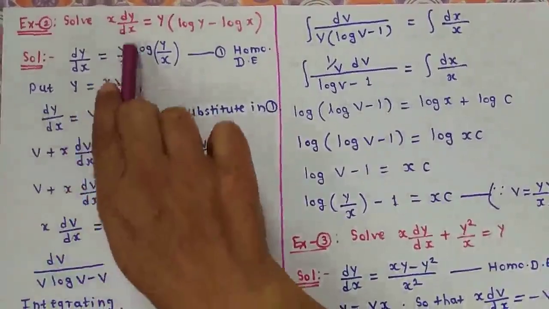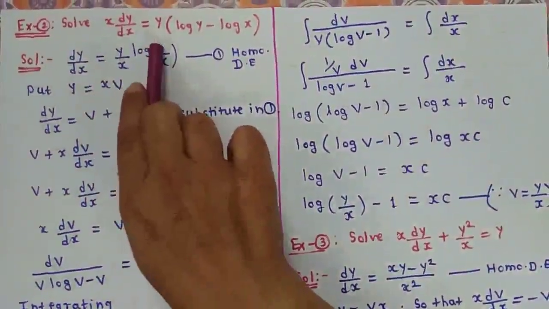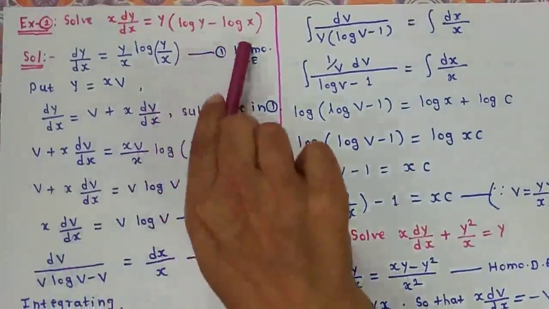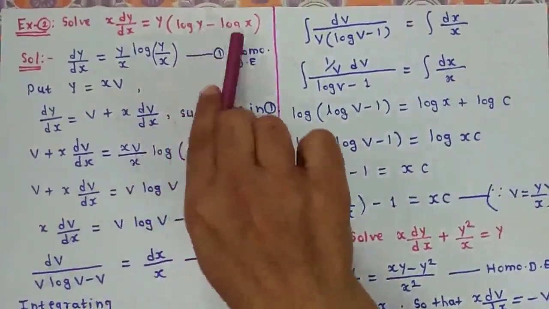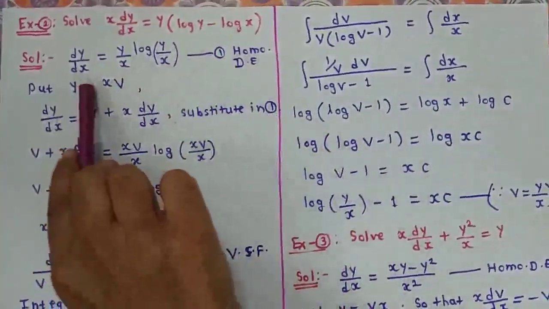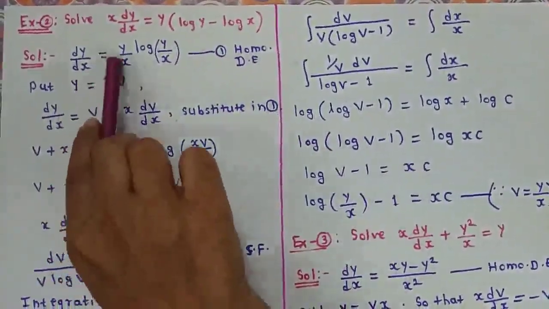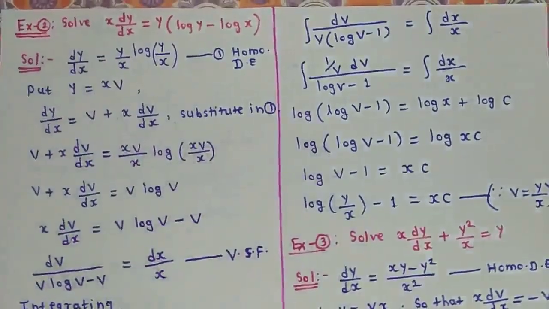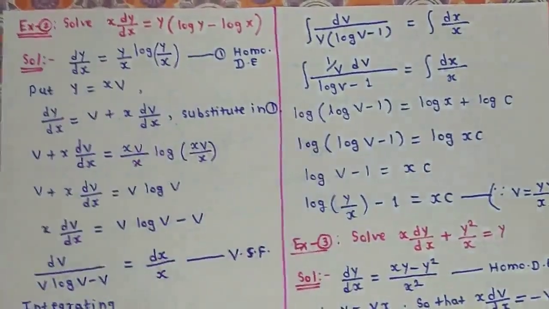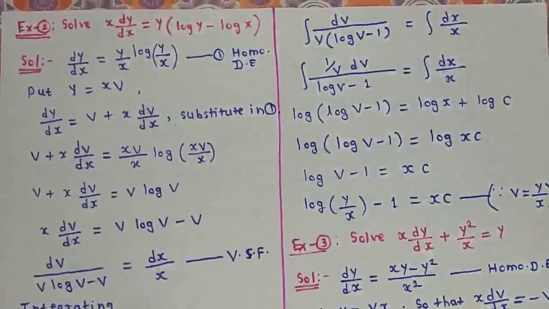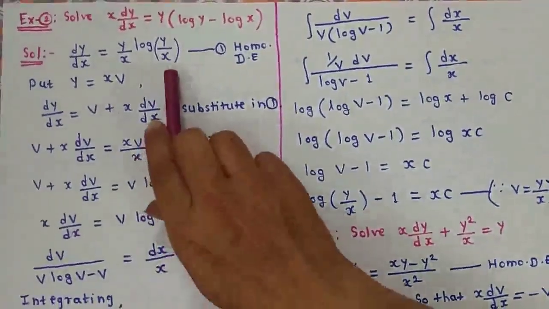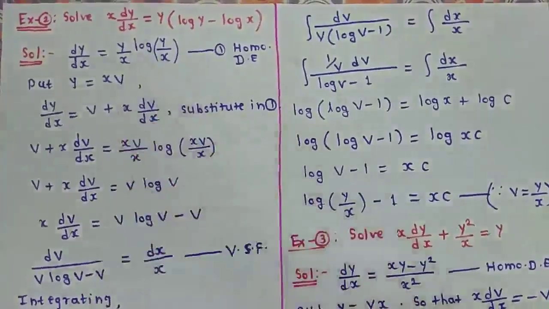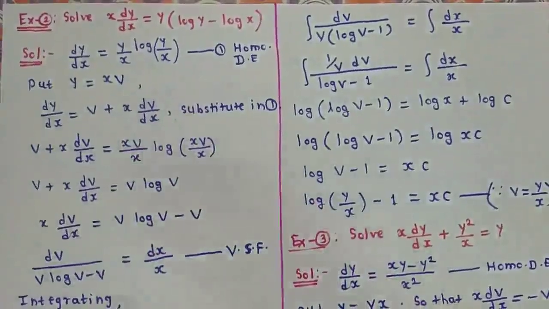Solve x dy by dx equals y into log y minus log x. Now let's see, log y minus log x is nothing but log y by x. So the given equation can be written as dy by dx equals y by x log y by x. Either solve this equation using homogeneous differential equation, or you may say this is reducible to variable separable form, one and the same thing. Okay, so let us see.